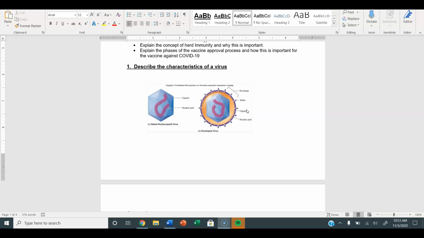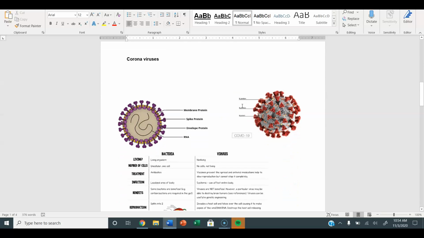This diagram shows a naked virus versus an enveloped virus, and you can see how the structure is different. All viruses have a nucleic acid and a capsid. Some viruses, particularly the enveloped viruses, have an envelope, and they may or may not have these protein spikes.